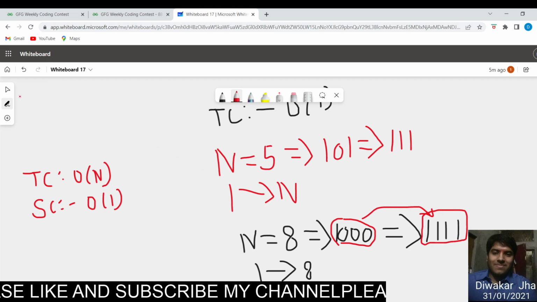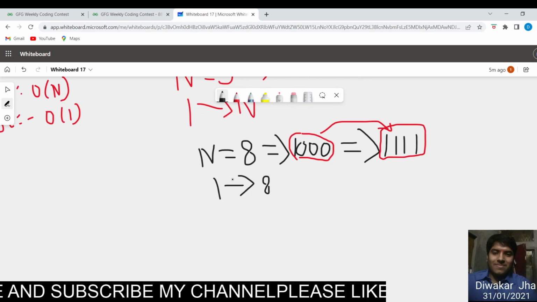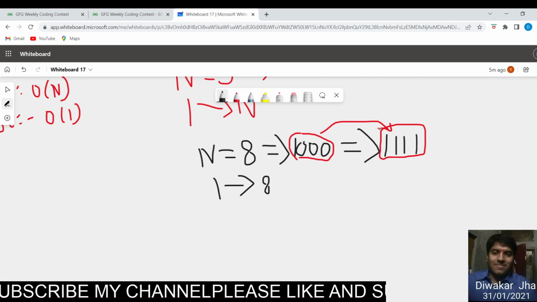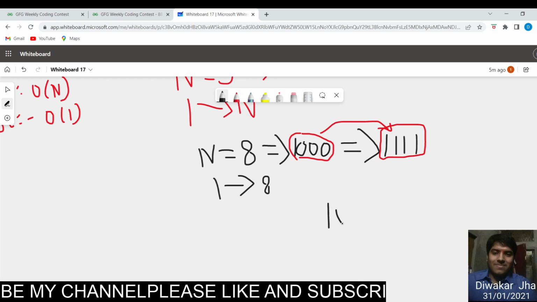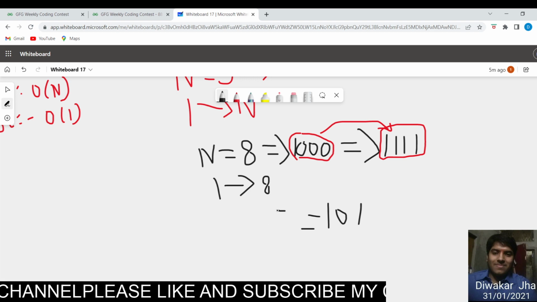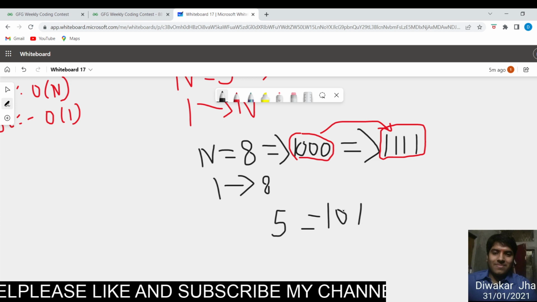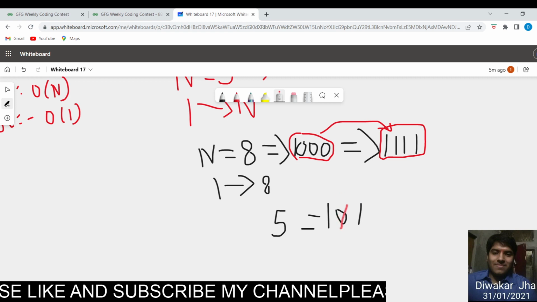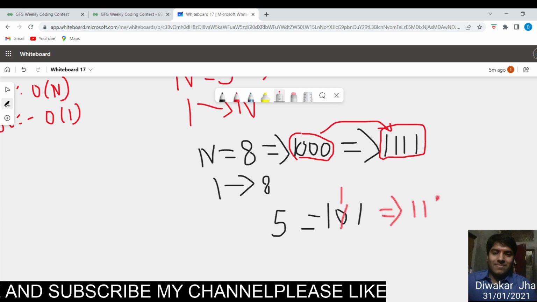So how can you do this, from unset bits to set bits? Basically, you are given 101. I am solving for the value 5, and this is its representation. You have to toggle bit 0 to 1, so the final value is 111.